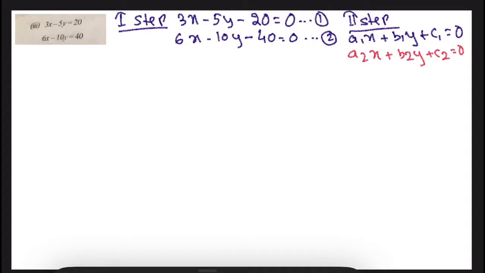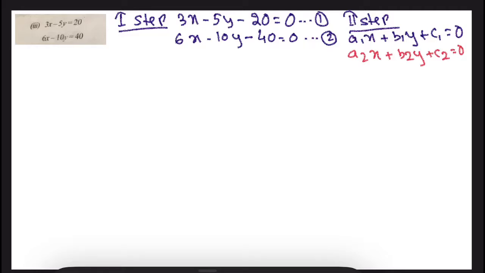Now let us see the third question. What is it saying? 3x minus 5y equals 20 and 6x minus 10y equals 40. We have to find whether it has a unique solution or not. If it is unique, then we have to solve. If it has many solutions or no solution, then with no solution, obviously we cannot solve it, but many solutions you can also solve. But he said that only for a unique solution, let us see.